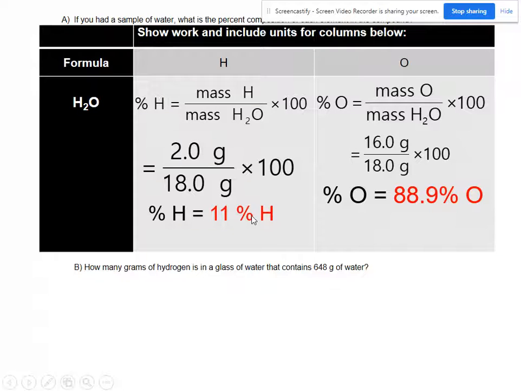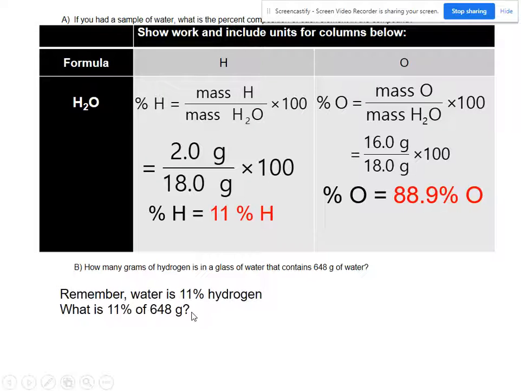Now, application of percent composition. How many grams of hydrogen is in a glass of water containing 648 grams of water? Well, if I have 648 grams of water, I'm going to take into consideration that it's 11% hydrogen. So I'd have to know the percent composition first. So remember, water is 11% hydrogen. So I'm going to take 11% of 648, which means I'm going to take 648 grams times a percent, change into a decimal, and I get 71.28 grams. But remember, 3 sig figs, 2 sig figs, I can only have 2. 71 grams of H would be my final answer.